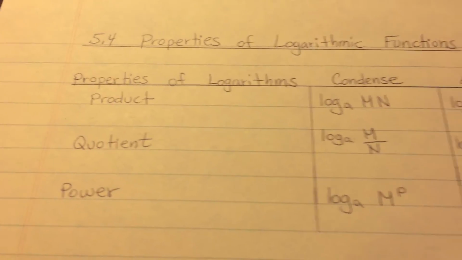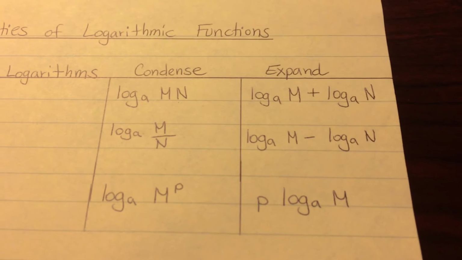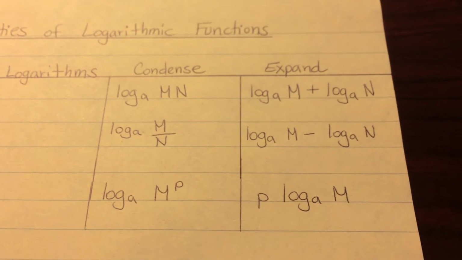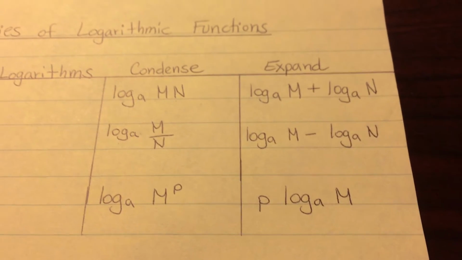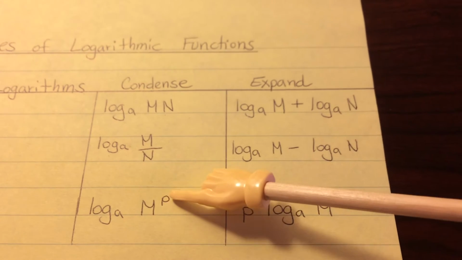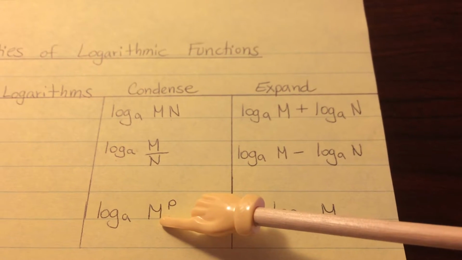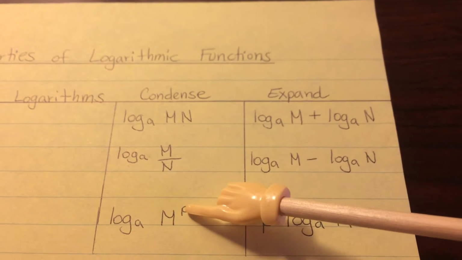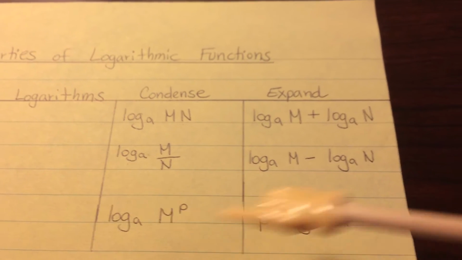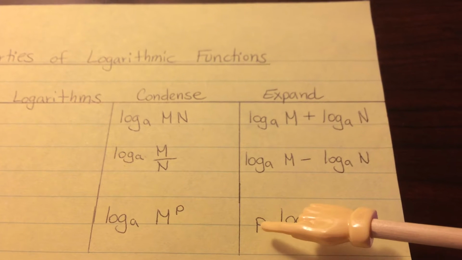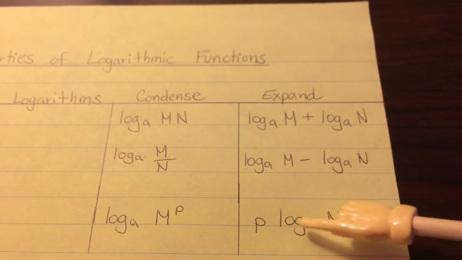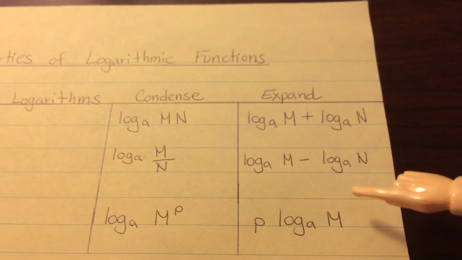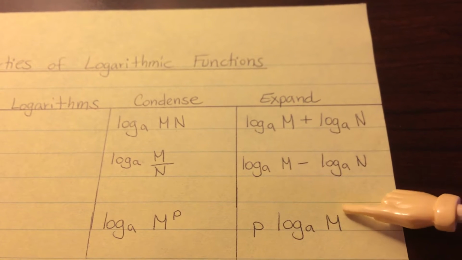And then this is the power rule. The power rule is kind of what we used for the property in the last section when I talked about changing bases. When you have an exponent p on top of this m, the property says that you can expand it by putting this p all the way up to the front. Then log, again same base, of m, and you just don't have a power.